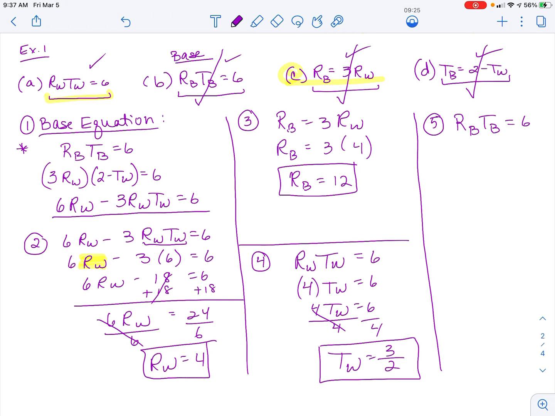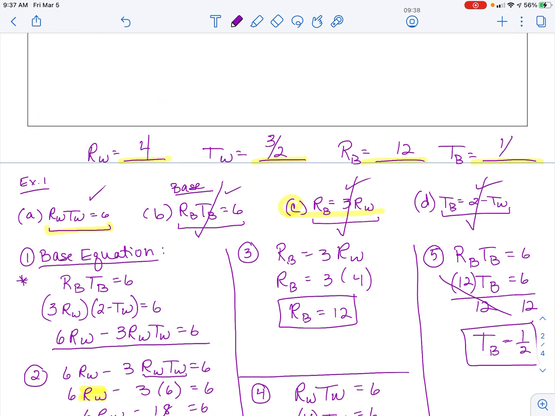I'm going to fill in what I know. RB is 12. So I have 12, TB equals 6. I'll divide by 12 on both sides. And TB is equal to 1/2. So all 4 variables were solved for correctly.